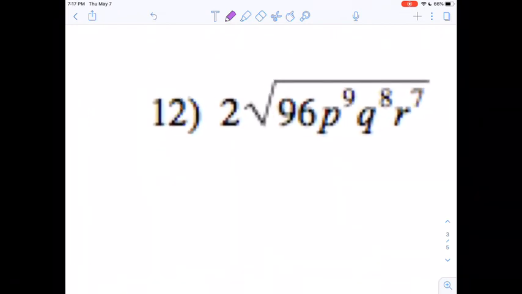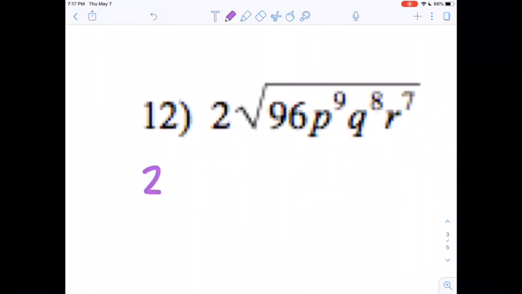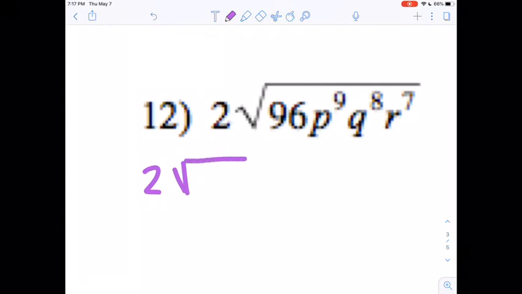Okay, lastly, 96. So again, if you couldn't find the biggest perfect square, you could have used smaller ones, like 4, if you wanted to use 4. So let me just show you if you used the other method.